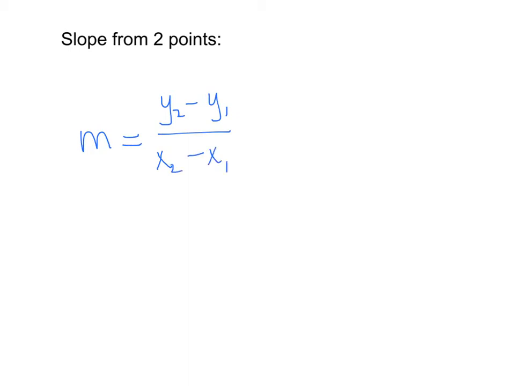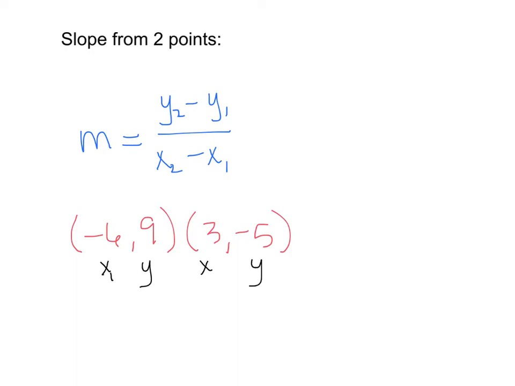So let's say, for example, I give you the points -6, 9, and the points 3, -5. And I ask you to find the slope between those 2 points. What you're going to want to do is subtract the y's on top and subtract the x's on bottom. So for ordered pairs, you've got an x and a y and an x and a y, and you've got point 1 and point 2. So we've got x1, y1, x2, y2.